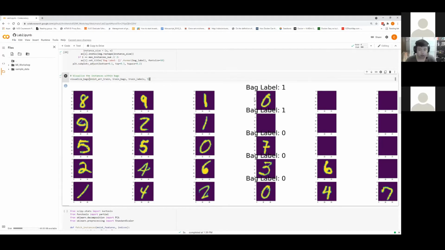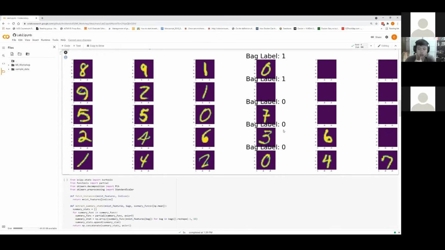Or yeah, if you didn't notice, basically the rule for this data set is simple. If the bag contains at least one digit 9, then the bag will have a label 1. But if the bag doesn't contain any image of 9, then it will be labeled 0. So it's quite simple, really, for this one, compared to our first step, in which it needed to have at least 3 digits of 9, for example.